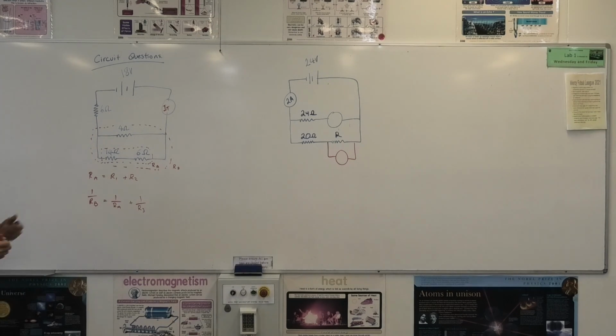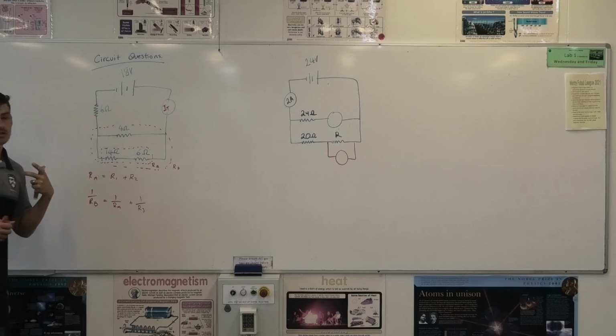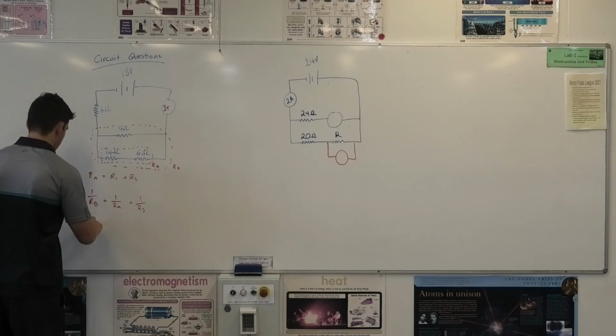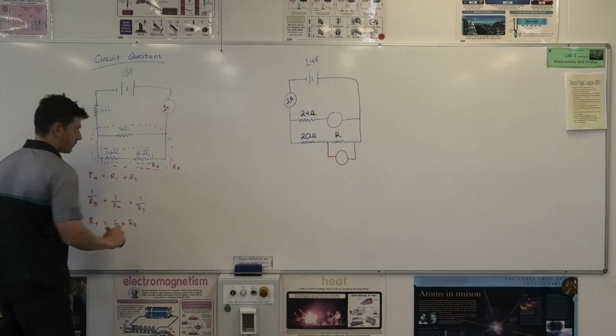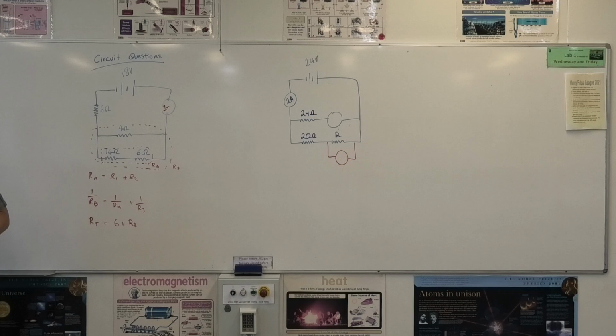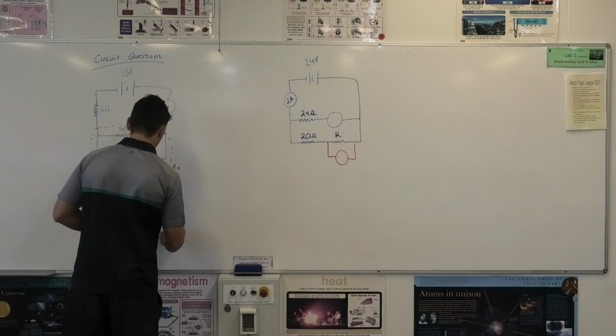Once we have that, how is the 6 ohms connected to RB? It's in series. So our final answer, RT, is going to equal 6 plus RB. If you've gone through those steps, you're probably in the right place. I'll add some numerical values so it's not just purely in our head.